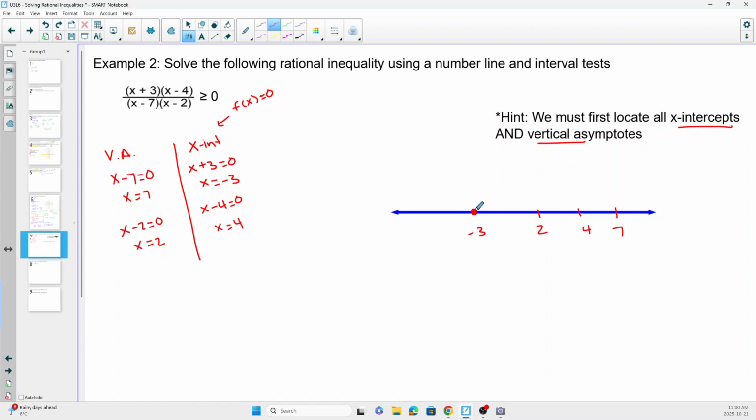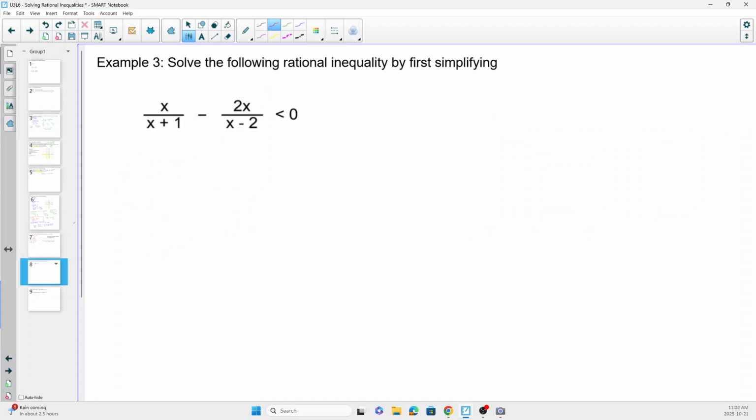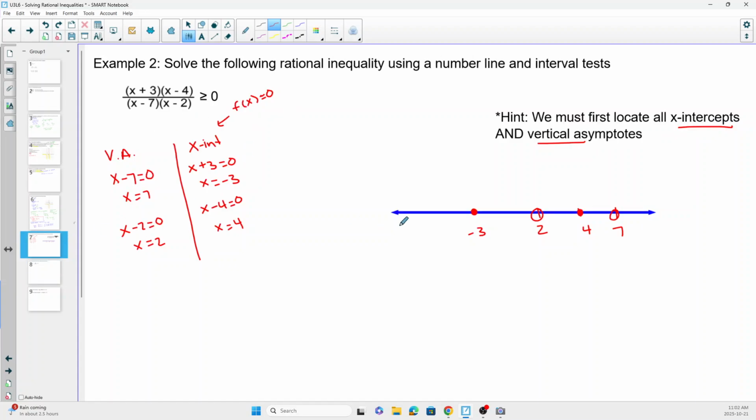So these are intercepts, and we want to know when it's greater than or equal to. So it is equal to 0 at these points. These are vertical asymptotes, so we're going to put open circles there, okay? Okay, sorry guys. So these are my vertical asymptotes, so my function is not equal to 0 at these points, so I just put those open circles because I want to make sure when I write my intervals I don't include those values.